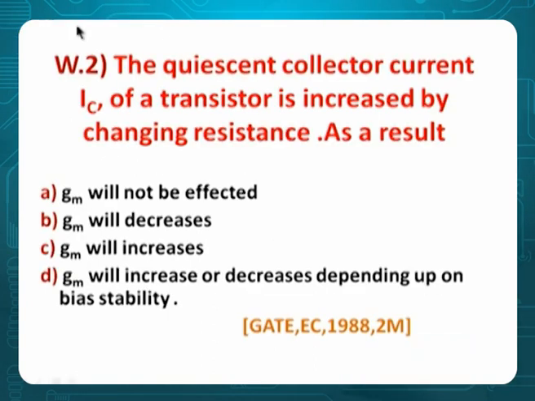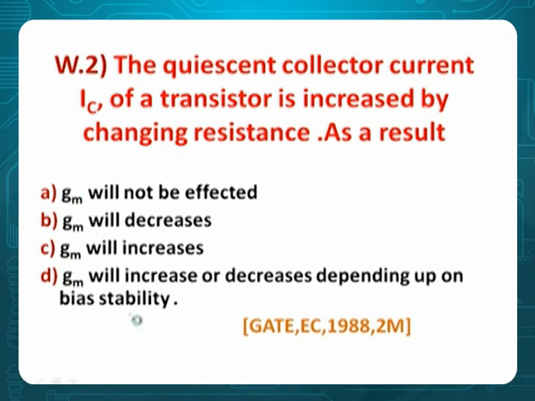Option is D. The quiescent collector current IC of a transistor is increased by changing resistance. As a result, GM will not be affected, GM will be decreasing, GM will increase or decrease depending upon the bias stability. This is the second problem.